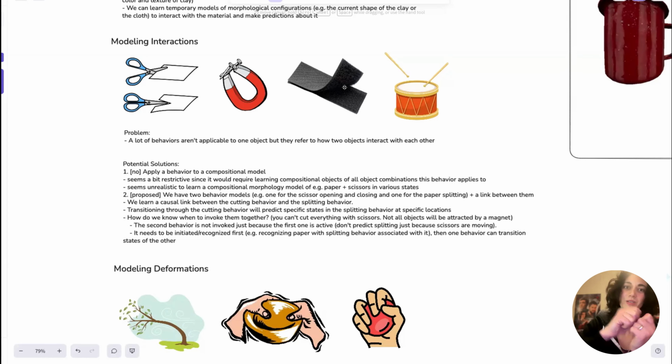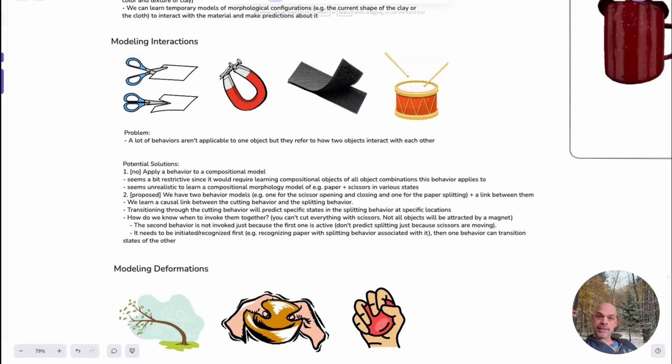Or with magnets or with Velcro, it's really about the two parts, how they stick together and how they behave as you apply force and pull them apart. Or with a drum, the drum itself doesn't make any sounds, but when you hit it with a stick, then the drum starts making a sound. Those kind of things. I guess I don't see this as clearly an issue, but I'll take your word on it.